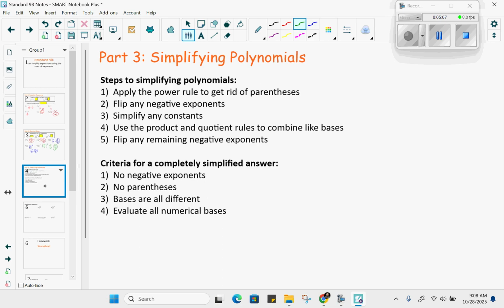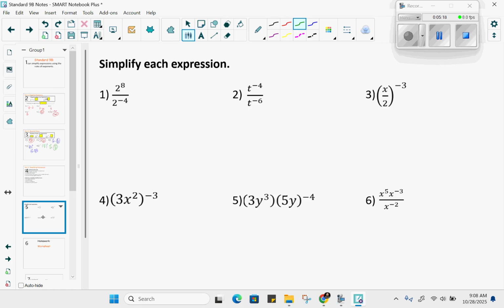Criteria for a completely simplified answer: no negative exponents, no parentheses, bases are all different, evaluate all numerical bases. So we need to apply all these rules together for the next set, all right? Let's take a look. Here's what we have.